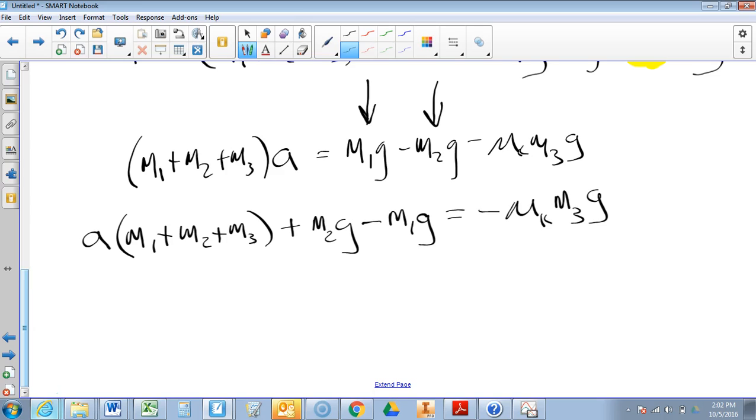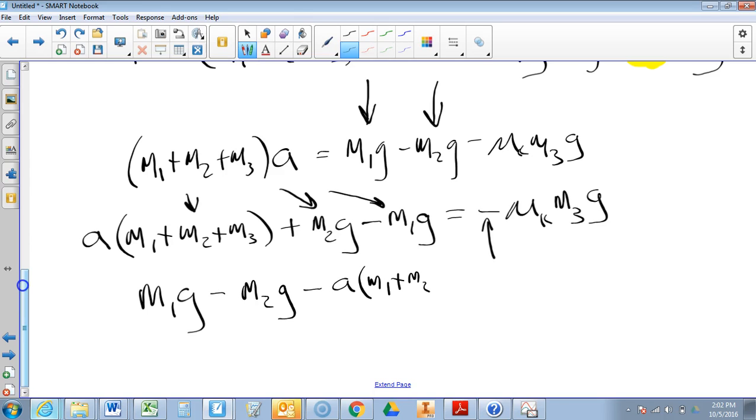I don't want to deal with this negative here, so I'm going to change everybody's sign. Now you've got to pay attention because I'm also going to change where they go in the order because it sort of looks nicer. So for example, if I change everybody's sign, this is going to be positive, right? So I'm going to put it first. These other two, here and here, are going to be negative when I change everybody's sign. So I'm going to write M1G minus M2G minus A times M1 plus M2 plus M3 equals mu kinetic M3G. So all I did is I multiplied everything there by negative 1 to get rid of this negative sign.